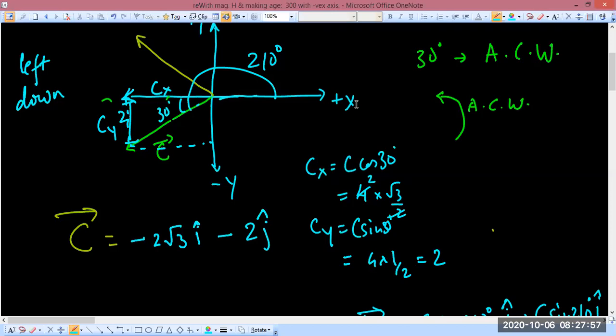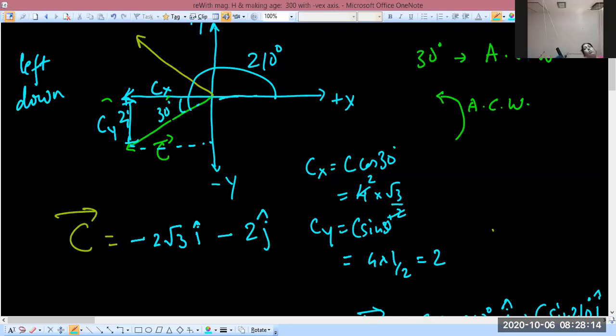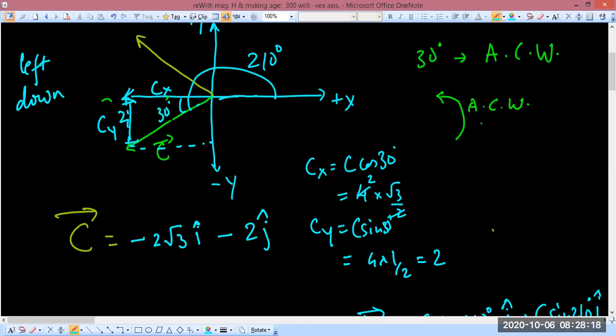Yes, Preet, you are right. In the third quadrant, x and y both components are negative, sin and cos both negative. Okay, I hope you understood that. If I would be in front of you, I could explain this in three different ways.